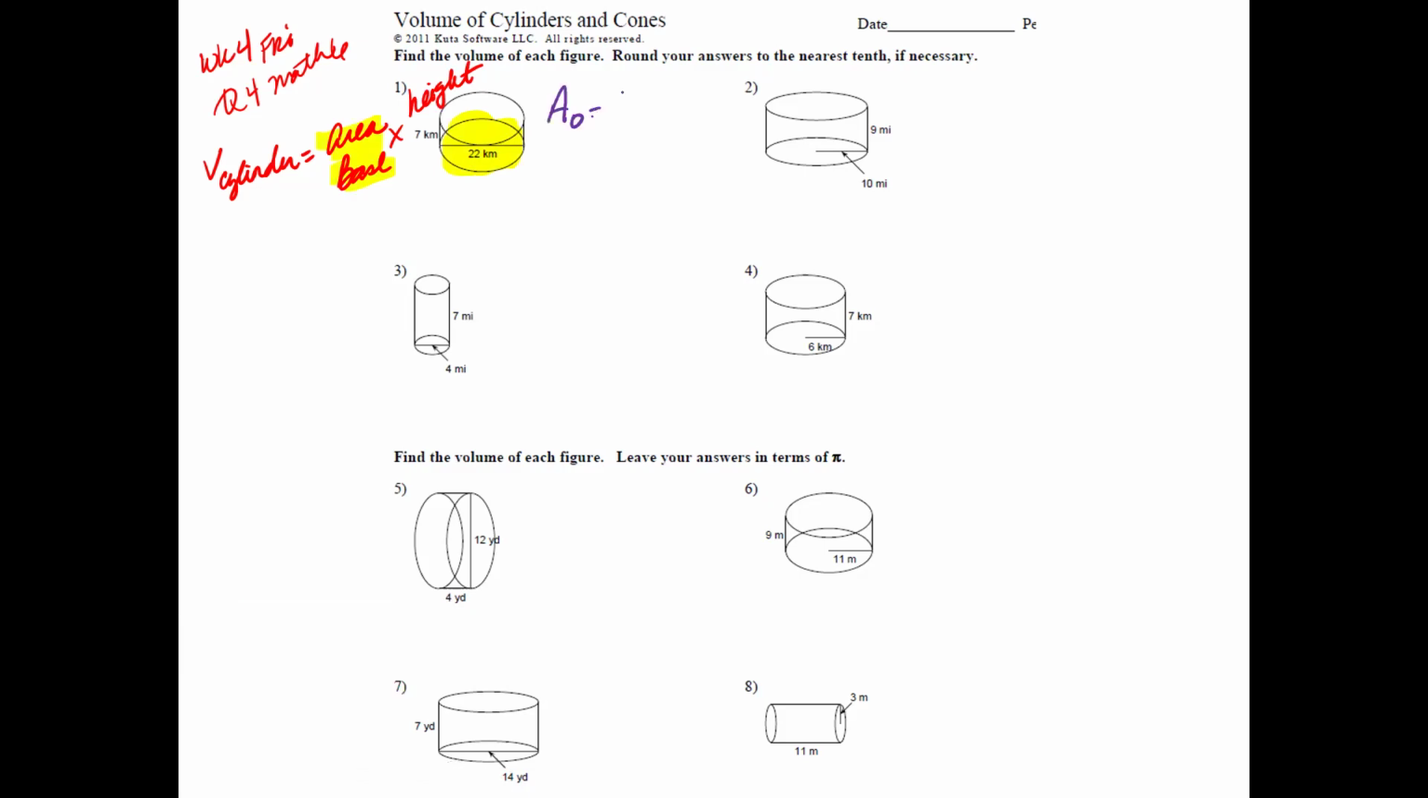Area of the circle is going to be pi r squared. What you need from here is the radius. What is your radius here? Your diameter is 22. So what's half of 22? Half of 22, that's your radius. So your area of the circle or the base is pi times 11 squared. What's 11 times 11?